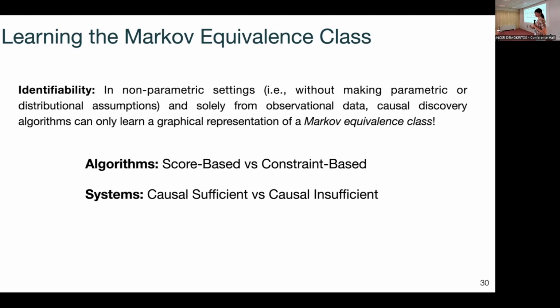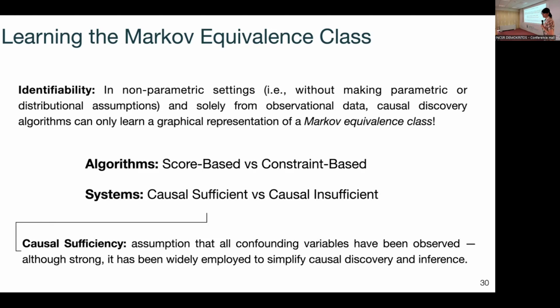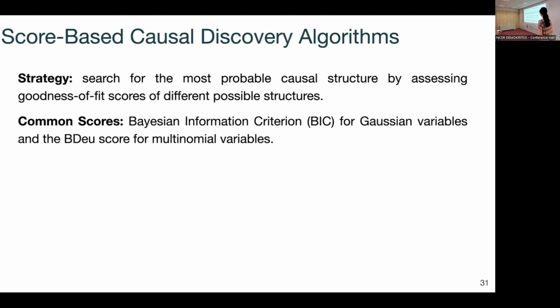No latent confounding, so no bidirected edges. Okay. So all the associations are explained by the observed variables. And yeah, those are the assumptions right there. So the assumption is that all confounding variables have been observed. Although strong, it has been widely employed to simplify causal discovery inferences. So the field is kind of in these 2 directions. There are other assumptions that you can make to go beyond the equivalence class. We will see some other works going in this direction as well.